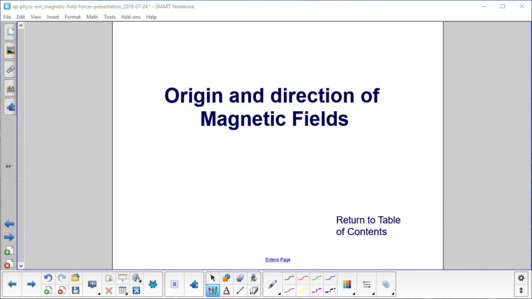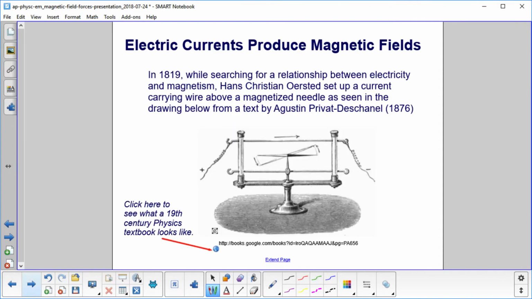Origin and direction of magnetic fields. 1819. Hans Christian Ørsted was looking for a relationship between electricity and magnetism. He set up a current-carrying wire above a magnetized needle.